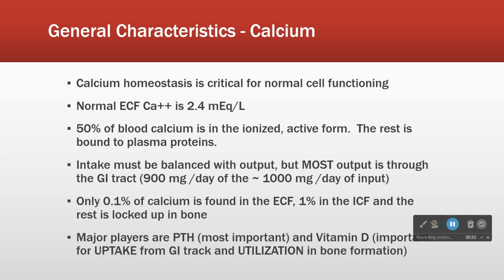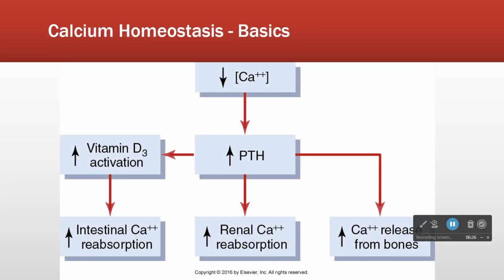We have an intake and an output, but then we also have a storage form where we can add calcium to the bones or we can take calcium out of the bones. So we have sort of a third part of this system. So the major players here, parathyroid hormone and vitamin D, are the two major players. The last player we're not going to really talk about until our endocrine system, and that's calcitonin. Okay, calcitonin works in opposition to parathyroid hormone.